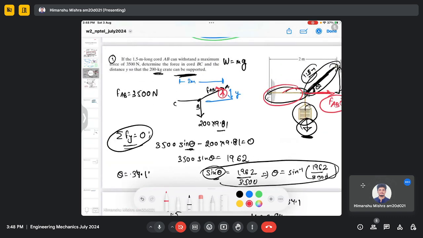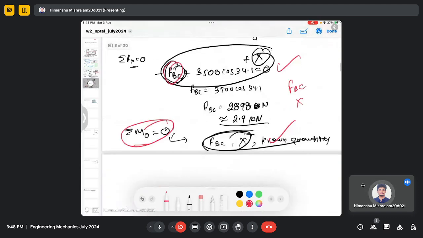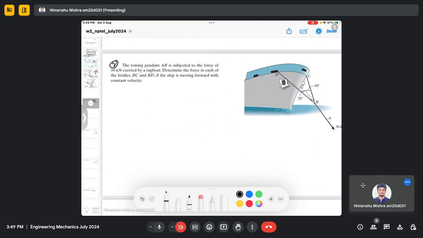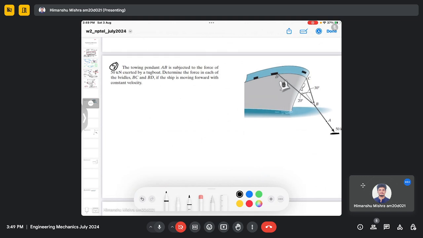Any doubt in this question? So let's move to the next one. The next one is also a similar question. Here the towing pendant AB is subjected to a force of 50 kN exerted by a tugboat. Determine the force in each of the girders BC and BD if the ship is moving forward with a constant velocity.